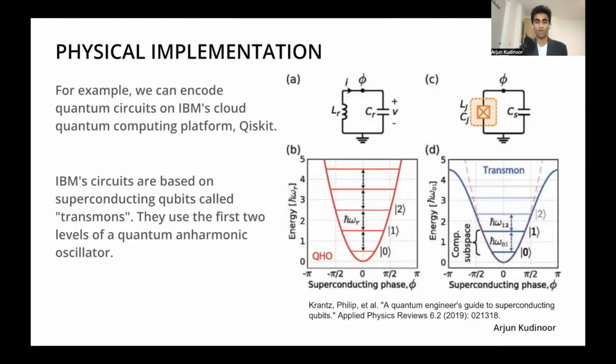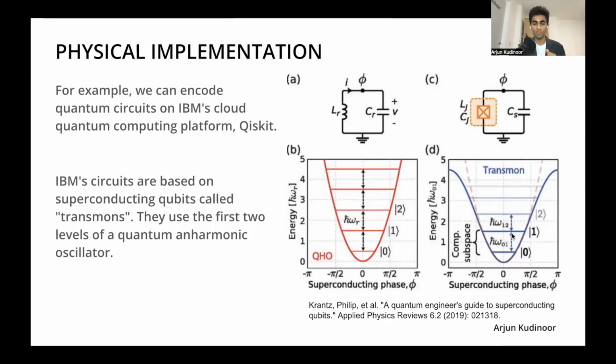So you can encode a quantum circuit onto IBM's cloud computing platform for quantum computing. And they base their circuits on superconducting qubits. These are also called transmons. Now, just like you have energy splitting in the harmonic oscillator, you can have energy splitting in what's called an anharmonic oscillator. In the harmonic oscillator, the distance between energy levels is constant. But with a transmon, with an anharmonic oscillator, these differences between energy levels are non-uniform.